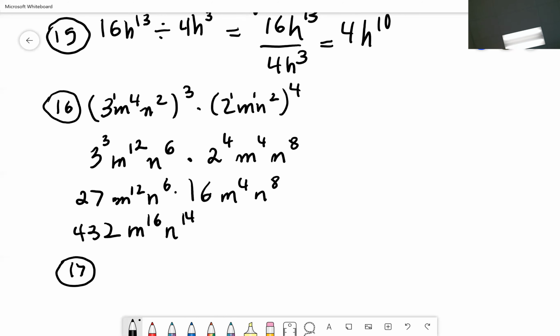Next one, 17, 2 to the negative 2. Well, that's really 1 over 2 to the second. That's what a negative exponent means. That's 1 over 4, and you're done.